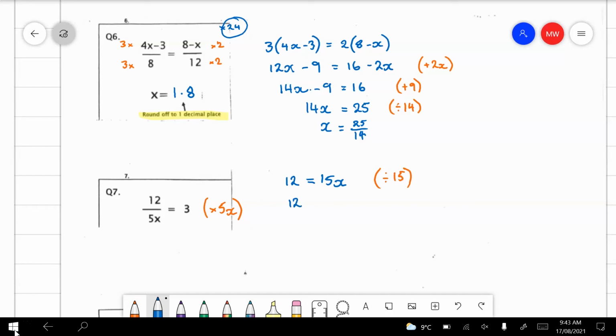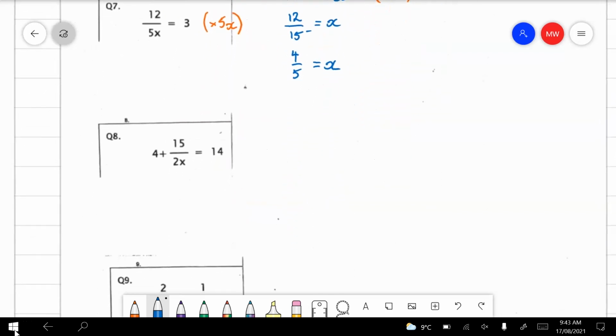We'll end up with 12 over 15 equaling x, and then we can simplify this one. So 3 will go into both 12 and 15. You can use your calculator, but that means that you'll have 4/5 as your answer. And you do need to reduce your fractions.